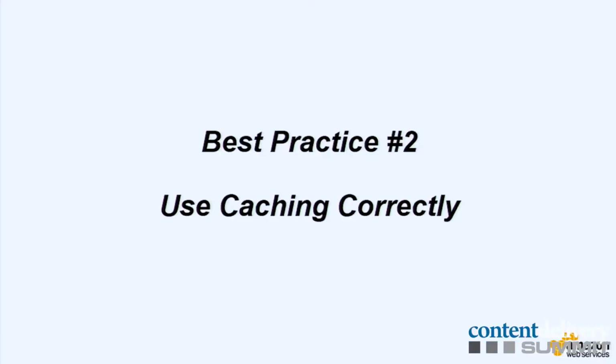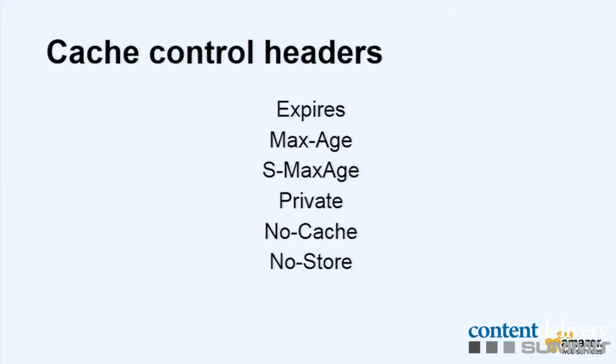So in terms of best practices, in addition to caching, one thing that I'd like to dive deeper into is using caching correctly. And what I'd like to do here is talk about 6 different cache control headers, and what each of these cache control headers can help you do when it comes to the caching semantics of your application, and how you can maximize the caching and minimize the traffic going back to your origin.